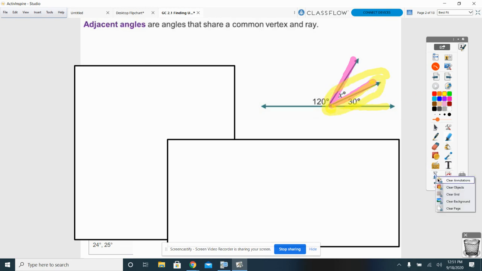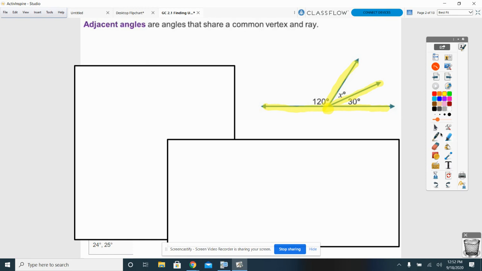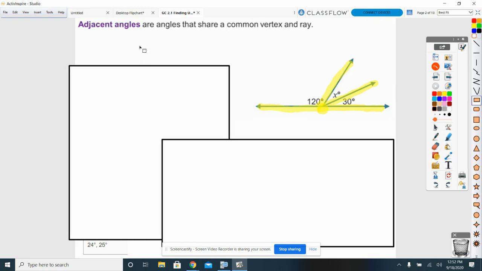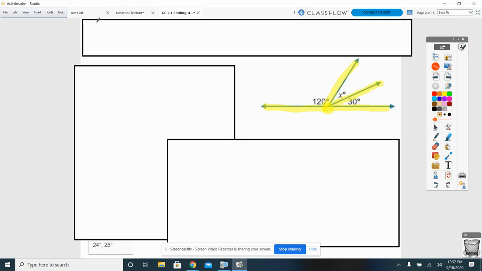Now, 120 is not adjacent to angle 30. They share a vertex, but they don't share a side. They're not next to each other; they have to be side by side. So here is another fun fact that you're going to want to write down in your notes. We know that triangles add to 180. Another thing that adds to 180 is straight lines.